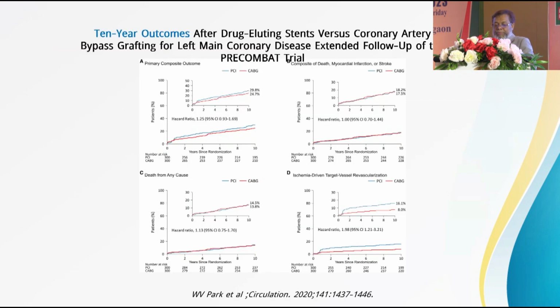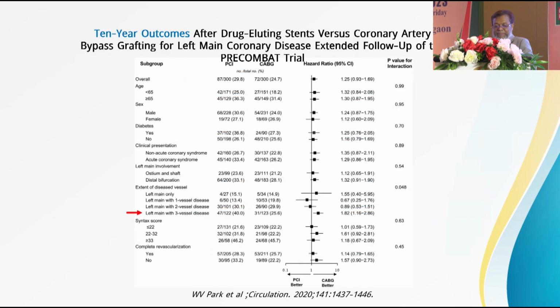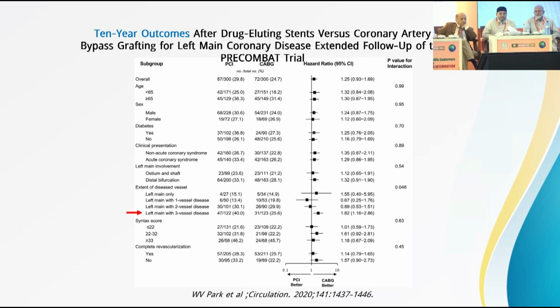And 10 years outcome after drug-eluting stent, there are several points. Here also in the primary composite outcome, death, myocardial infarction, stroke, all in favor of CABG rather than angioplasty, except a few studies. And 10-year outcomes after drug-eluting stent versus coronary artery bypass grafting for left main coronary disease, extended follow-up of the PRECOMBAT trial, that is in favor of CABG.